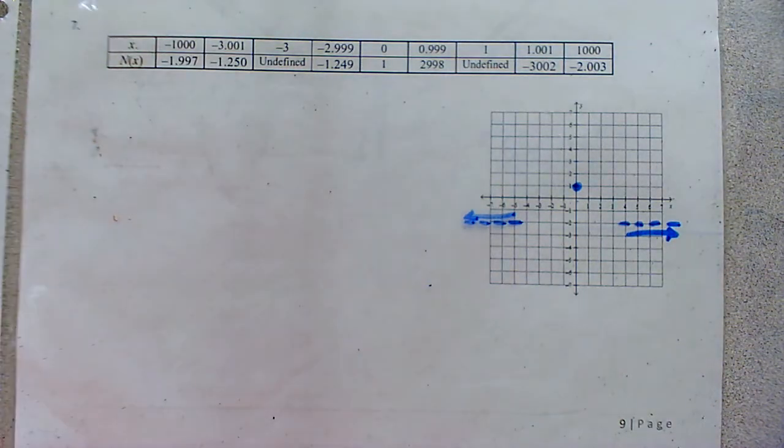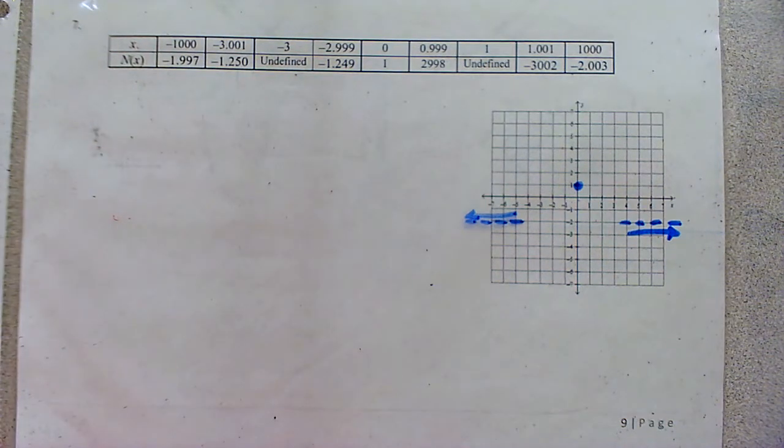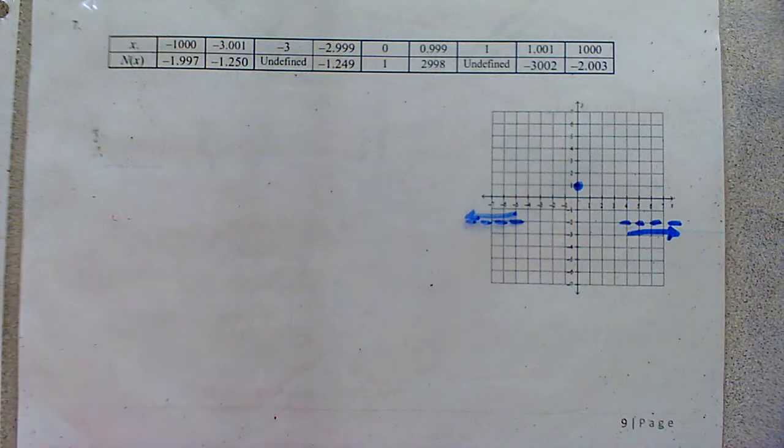So, like I stated before when we had that square root example, undefined can mean many different things. It could mean that we have literally no graph there. It could mean that we have a hole there. It could mean we have an asymptote. So we have to pay attention to what the other data points are telling us.